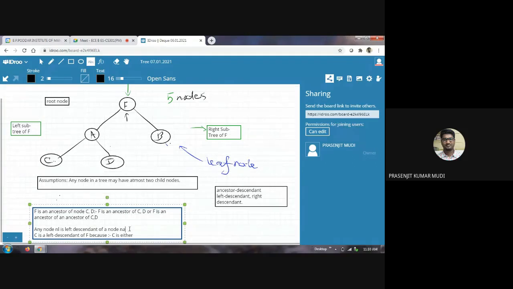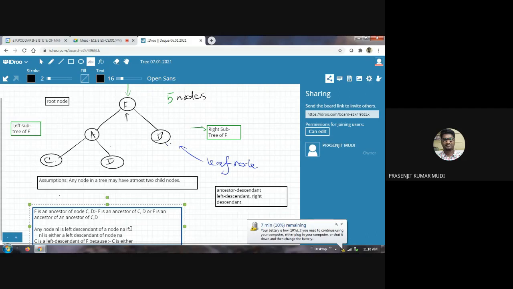So na is an ancestor. Any node nl is a left descendant of node na if nl is either a left descendant of na, or a left child of a left descendant of na, or a left child of na. So here it will be easier if we say left child, right?